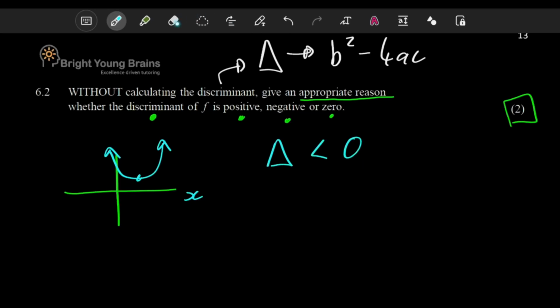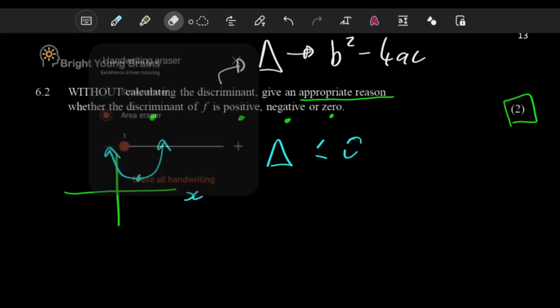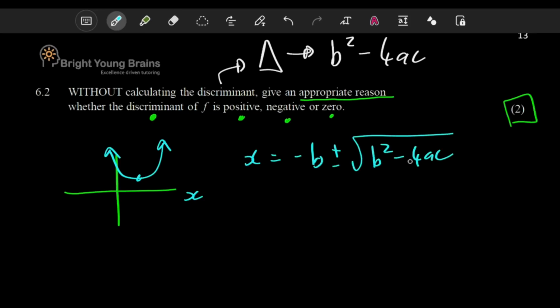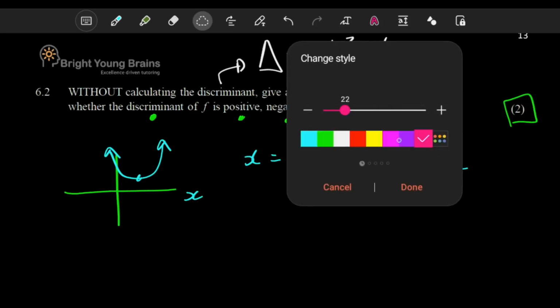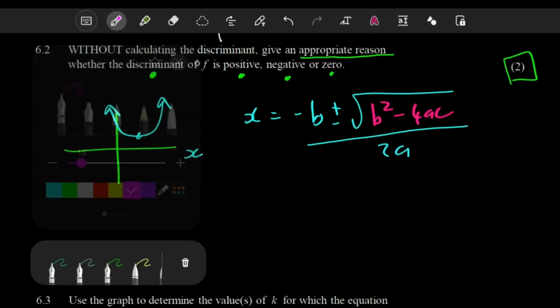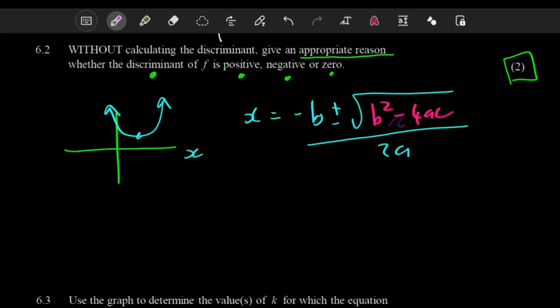When delta is smaller than 0, you know that your quadratic formula will always give you an error, because in your quadratic formula, x is equal to minus b plus or minus the square root of b squared minus 4ac, over 2a. So this thing here is your discriminant. Let's change its color. Boom. As long as this value is negative, that's the only reason why this will have no roots, because you cannot have a negative under a square root.